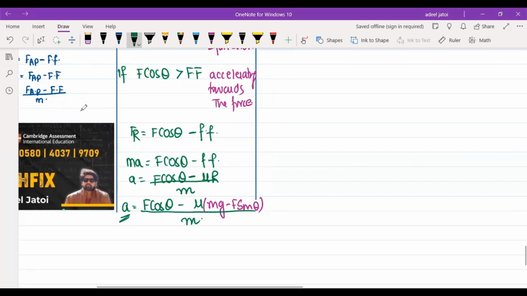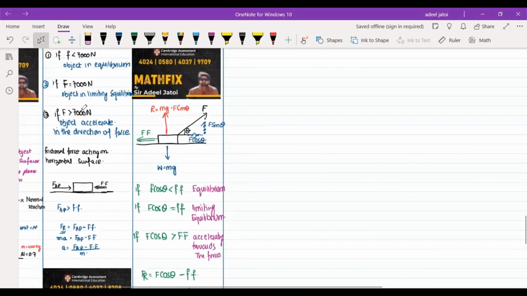Remember that frictional force is mu R, and the R that we got was from the vertical force towards down and the vertical force towards up. So obviously we're going to subtract them. We got R. Friction force is mu R. So R is the value of mg minus F sine theta. Remember this, that FR will be the applied force minus the frictional force. So the applied force is F cos theta because it is moving on the right-hand side, and the frictional force will be on the left-hand side.